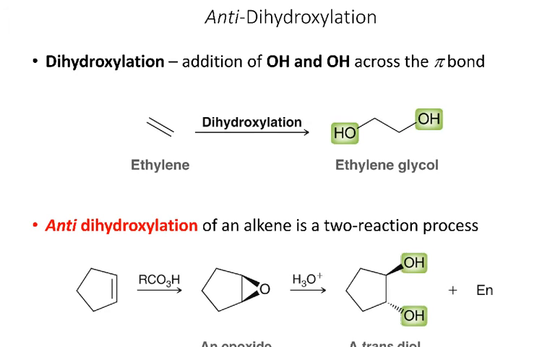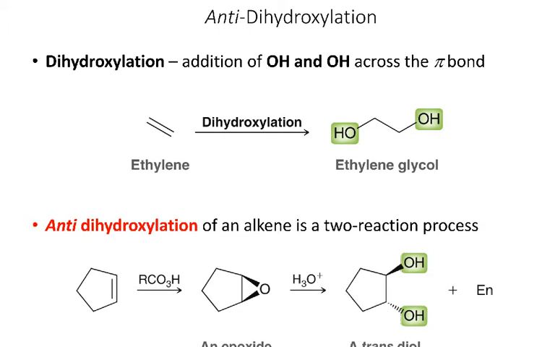Okay, we're going to look at one more example of addition reactions to alkenes. In this case, we're going to talk about dihydroxylation. So dihydroxylation is the addition of two OH groups to our double bond. And we can do dihydroxylation in an anti-form or in a syn form.